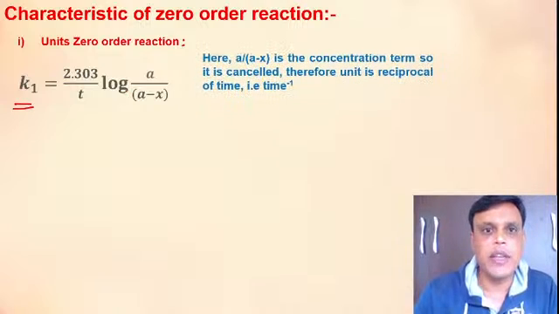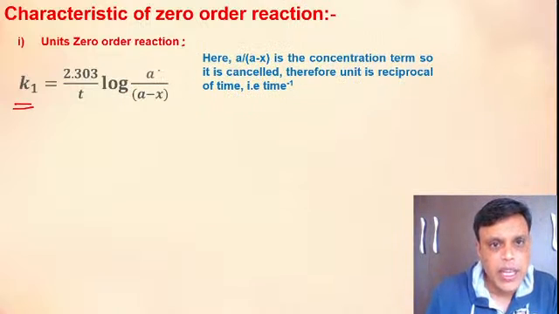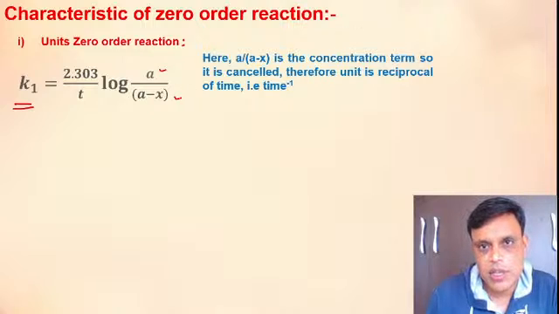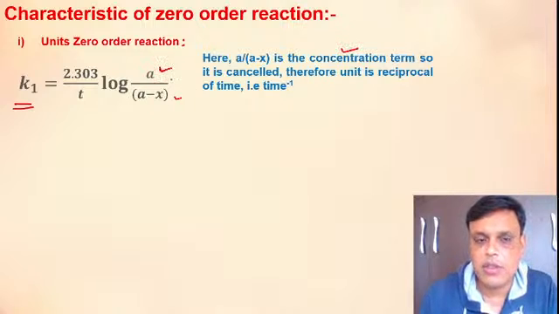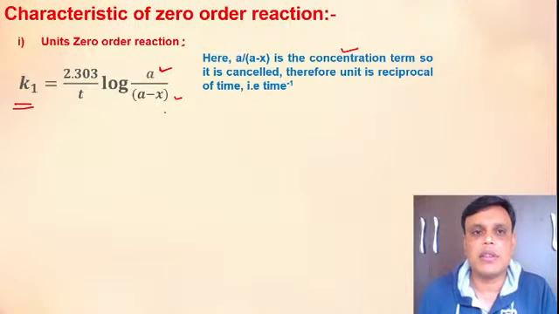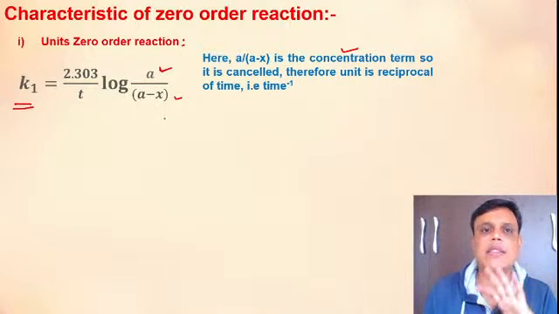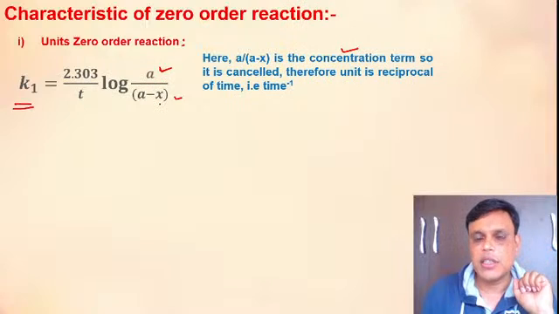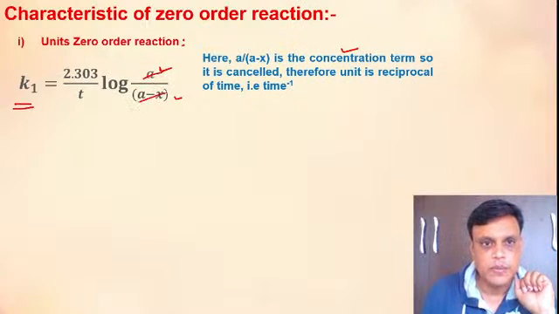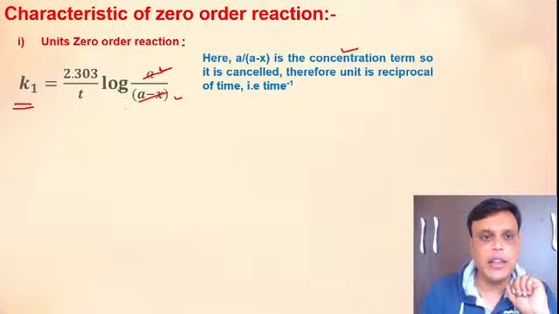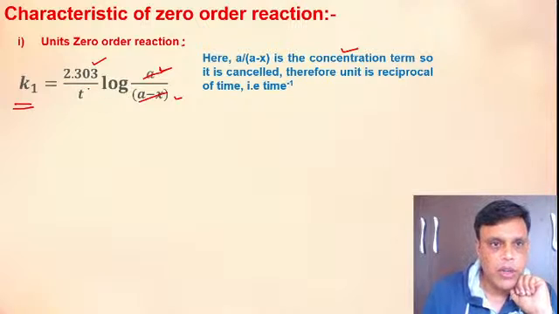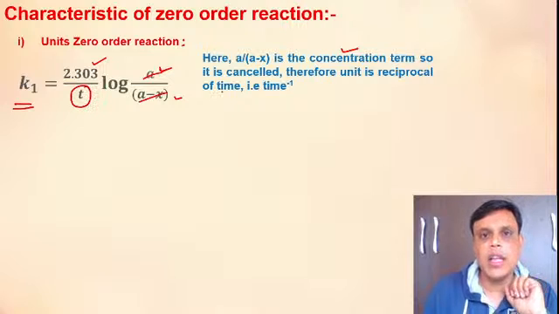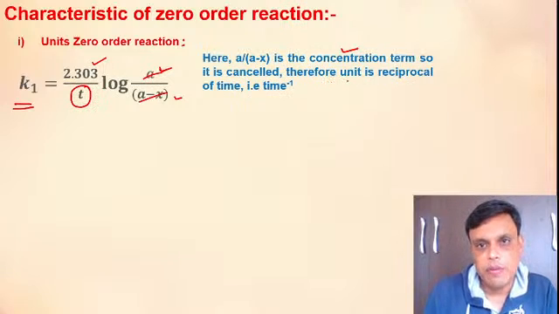Okay, so what we will do here? Here a and a minus x, these both are concentration terms, because a is the initial concentration and a minus x is the concentration of reactant remaining unreacted. So both are concentration terms. So this concentration term will get cancelled. And here 2.303 is again a constant. ठीक है, 2.303 क्या है? Constant है. So क्या बच गया? Only t inverse बच गया. So therefore the unit for first order reaction is reciprocal of time t, that is time inverse.